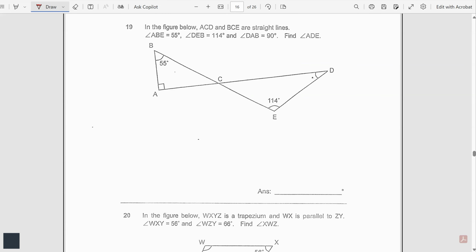Question 19, in the figure below, A, C, D, and B, C, E are straight lines. So you have this X here, and then you have 55 degrees, 114 degrees, 90 degrees. Find angle ADE, this angle marked out over here. Okay, so we know that these are vertically opposite angles, which means that they are equal because of the X. So what we're going to do first is to find out what is this angle, ACB or BCA.